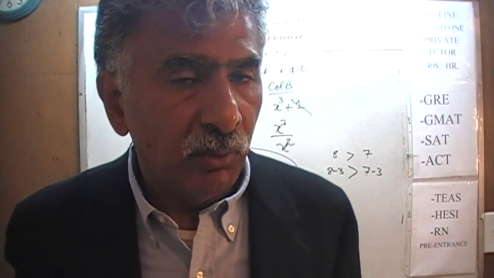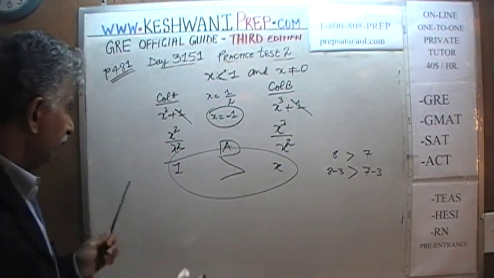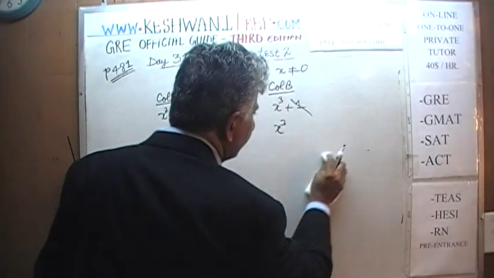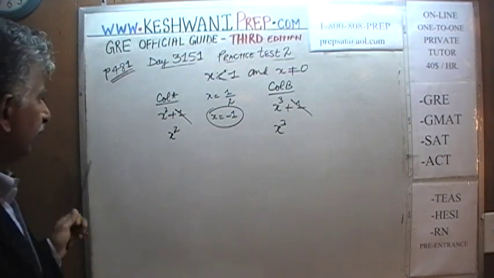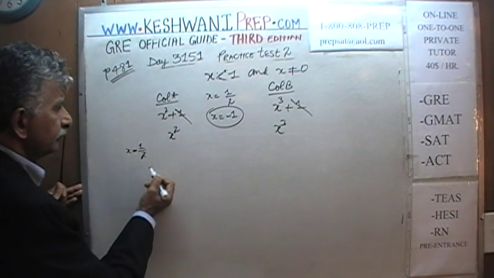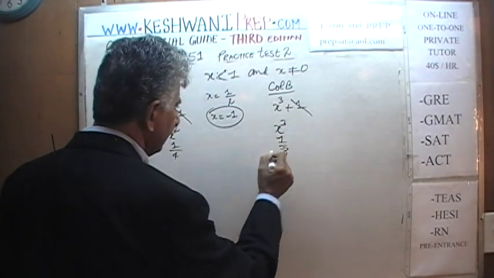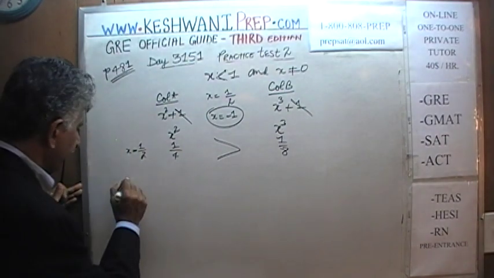Now, in the event that you are unable to see the algebra, or you get scared, you get intimidated, and you don't want to take a chance with the algebra, then the only other option is to plug in some numbers. If you plug in some numbers, you will see that we get the same answer. Let's plug in these two numbers right here. When x is equal to a half, x squared would be 1/4, and x cubed would be 1/8. 1/4 is bigger than 1/8. The answer is A. Let's plug in x equal to -1.